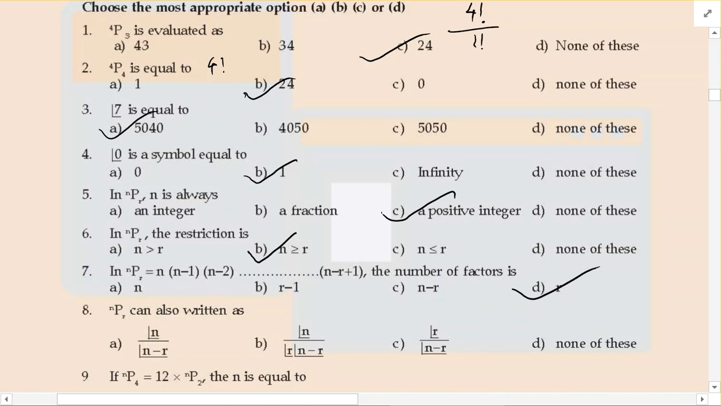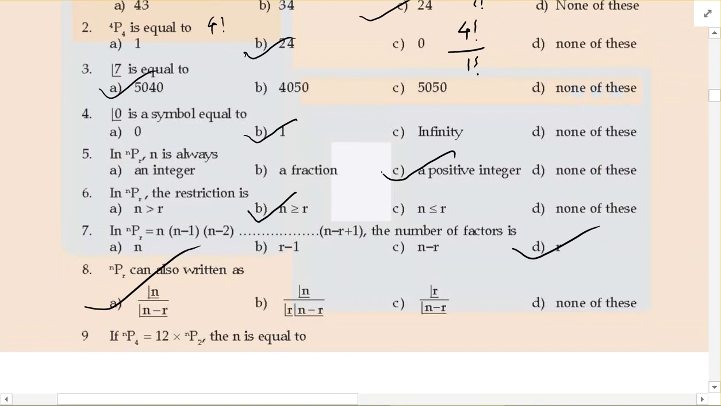For example, we take 4P3. So it is 4 factorial by (4 minus 3), that is 1 factorial. So 4 into 3 into 2 into 1, and we do like this only. So what is this? It is 4 into 3 into 2. How many factors are there? 1, 2, and 3 factors. What was here in place of r? It was 3. So there were 3 factors. In the same way, whenever there is r, the number of factors will be r. nPr can also be written as this one.